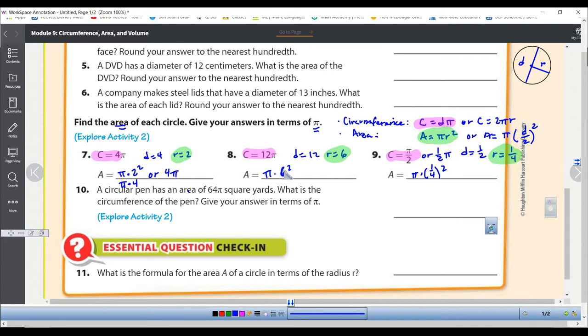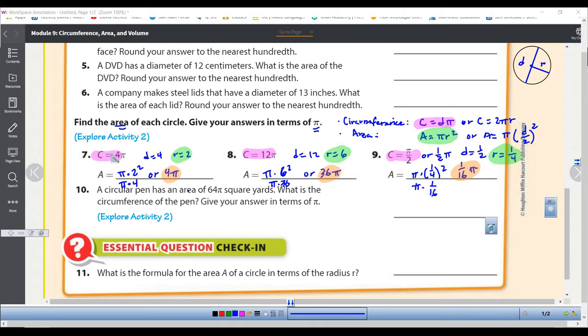So this one right here, what is 6 squared? It's 36. So this answer would be 36 times pi. And what about this one? A fourth times a fourth. Well, you guys know what 4 times 4 is, right? It's 16. So I get 1/16 times pi. So the answer to these questions is 4 pi, 36 pi, and 1/16 pi.